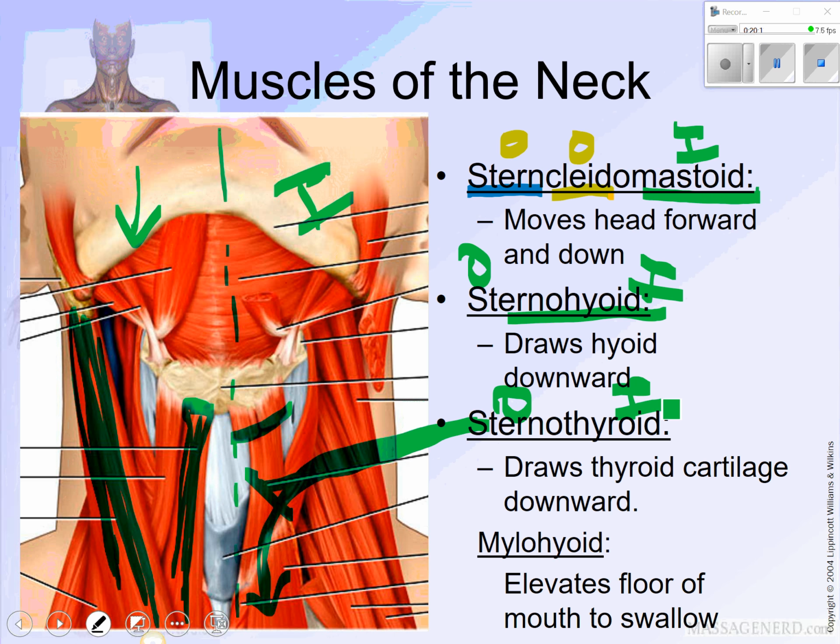Mylohyoid, this one of course elevates the floor of the mouth to swallow. The mandible is, of course, the origin of it, and the insertion will be the hyoid bone. So it elevates your hyoid bone or depresses the mandible as well. The mylohyoid muscle, that's the one that goes across here.